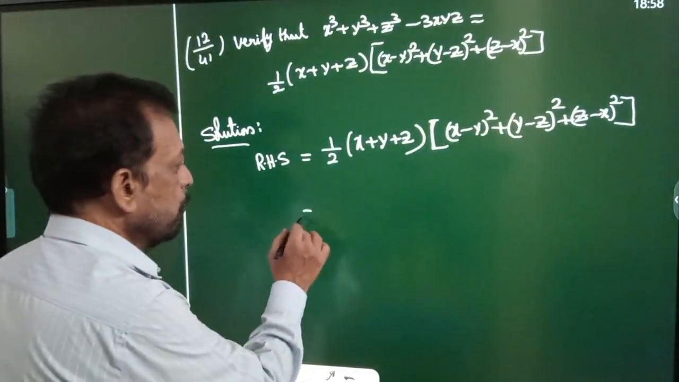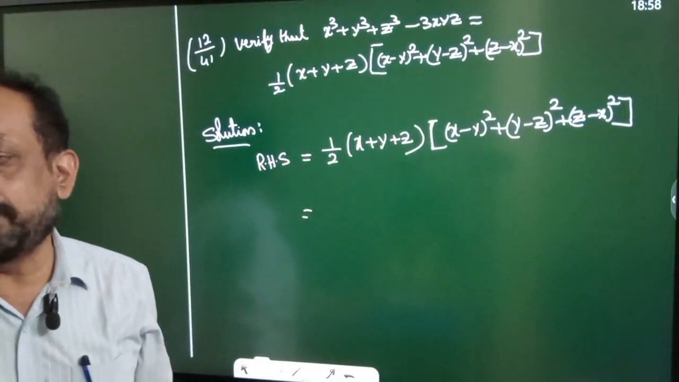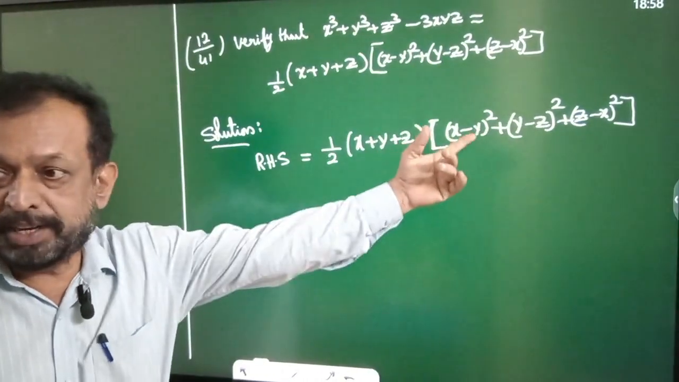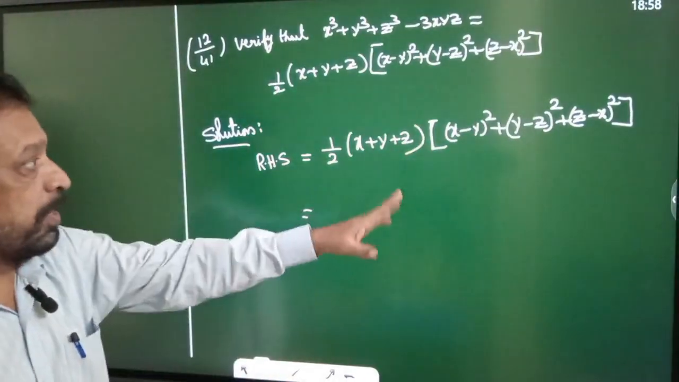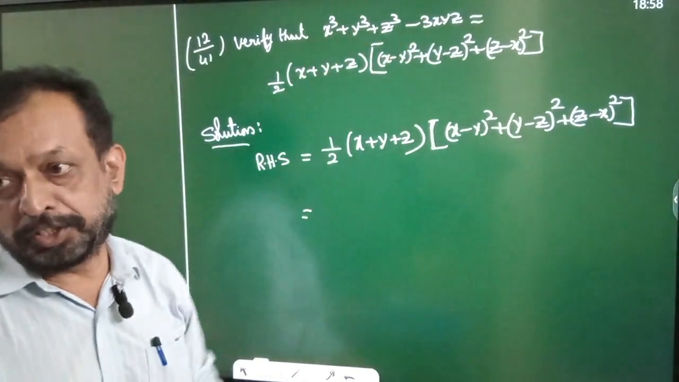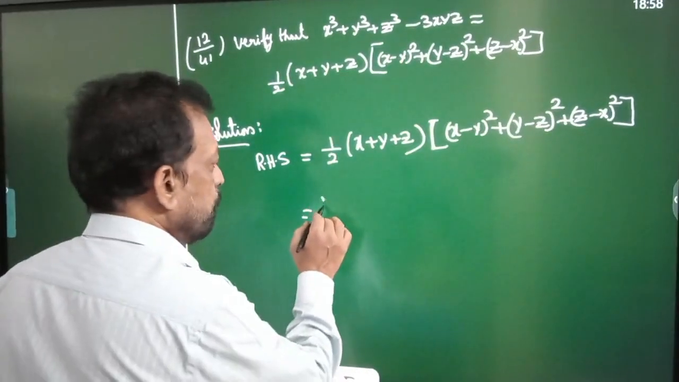So what do you have to do? You have to write the a plus b whole square, a minus b whole square formula, or the x minus y whole square formula. Then expand this one. After that, still expand. Are you getting this or not? Now do it yourself. I am also doing it in parallel. You try to do it yourself.